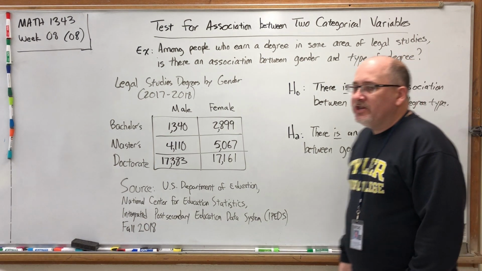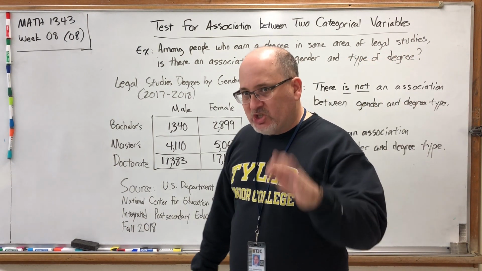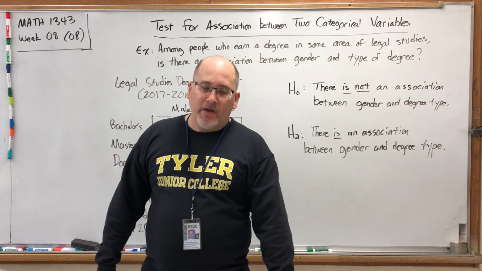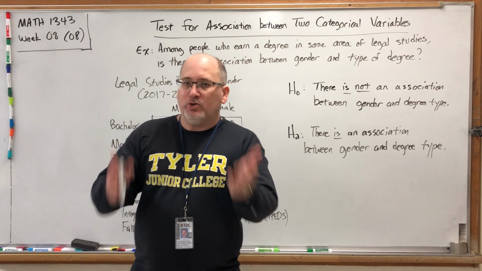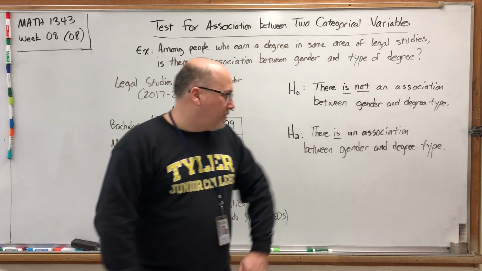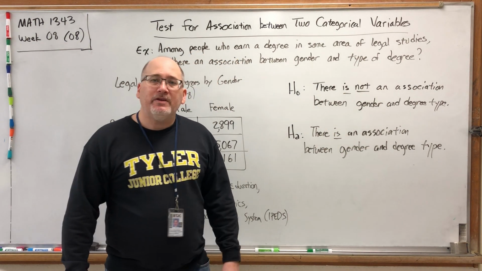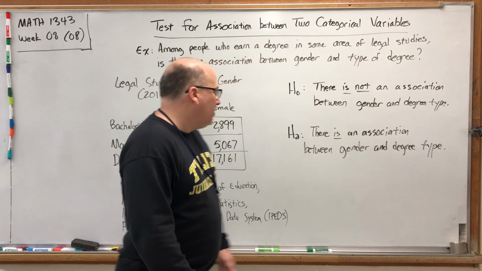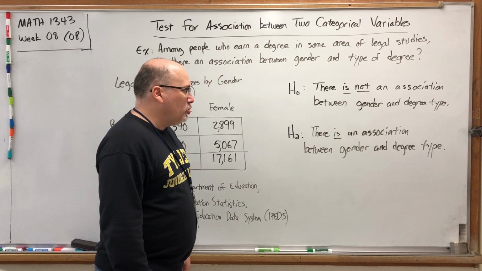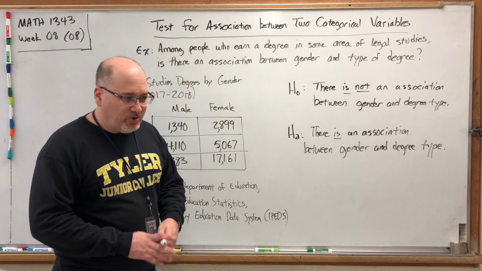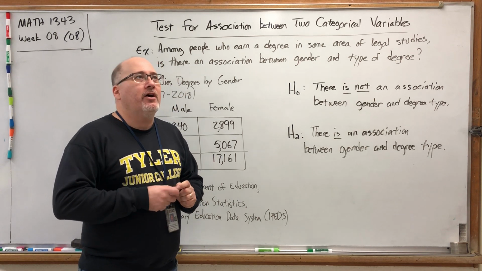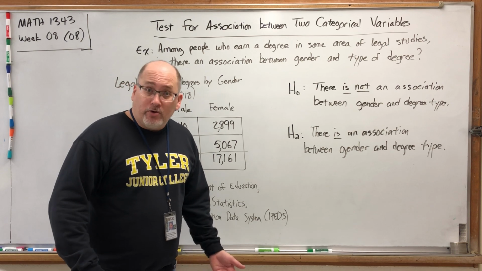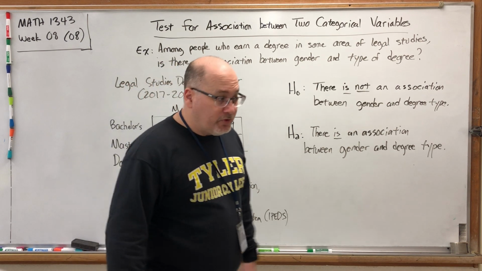But in general, here's what you need to know about the hypotheses for a test for association. The null hypothesis will always be of the form, there is not an association between this category and that category. And the alternative will always be, there is an association between this category and that category. So now that we've stated how to state the hypotheses in a test for association, all we have to do is figure out how to calculate the test statistic, and then how to do the critical value approach or the p-value approach, which we'll do both of.